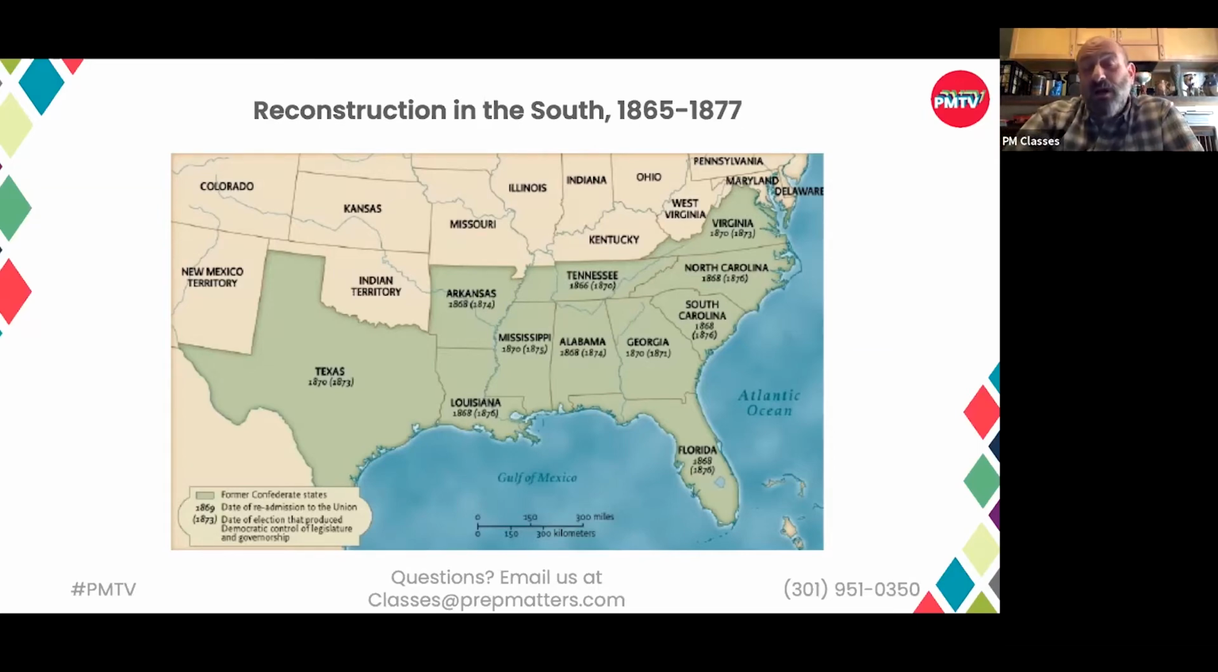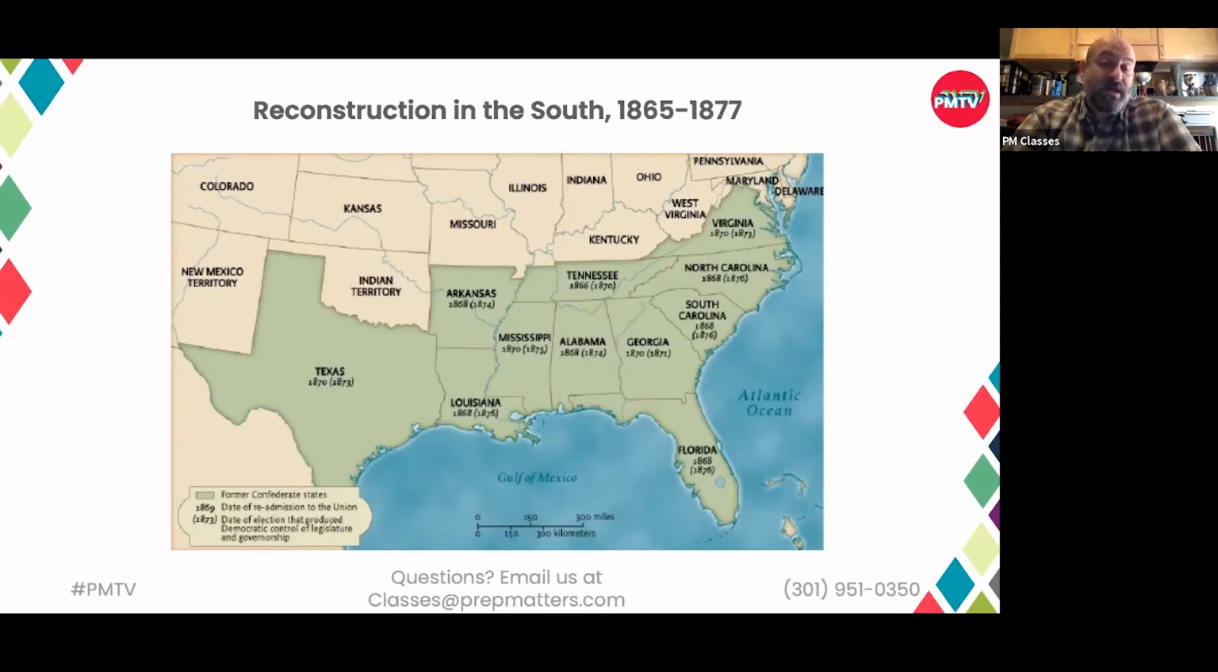You have the era of the so-called Redeemers, the white Democratic political leaders who represent the return of the white Southern political elite, the planter elite in particular, to political power. Even though you have the 15th Amendment in place, you also have new measures to keep Blacks from voting. You have poll taxes, you have literacy taxes, you have something called the grandfather clause that prohibits you from voting if your grandfather didn't have the right to vote back at a certain point, and so on.